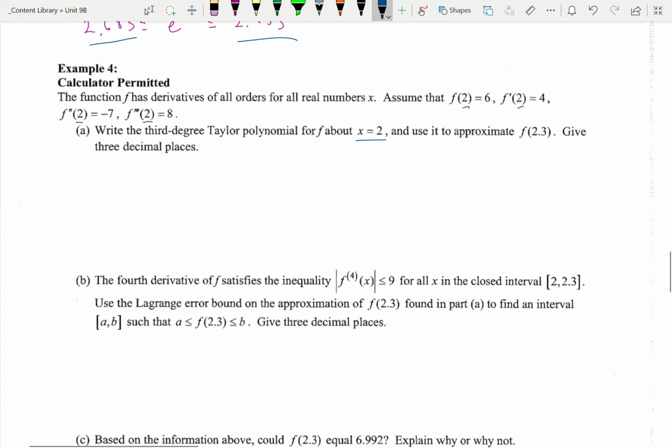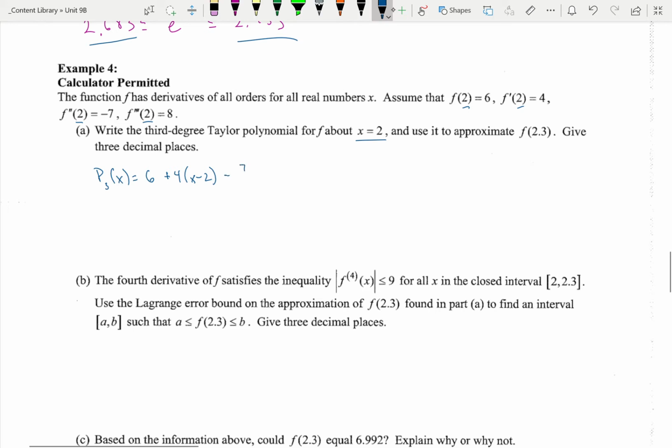So we know that the Taylor polynomial of degree 3 of x is going to be equal to f of 2, which is 6, plus f prime of 2, which is 4, times x minus 2 raised to the first power divided by 1 factorial. And then the next coefficient is negative 7.